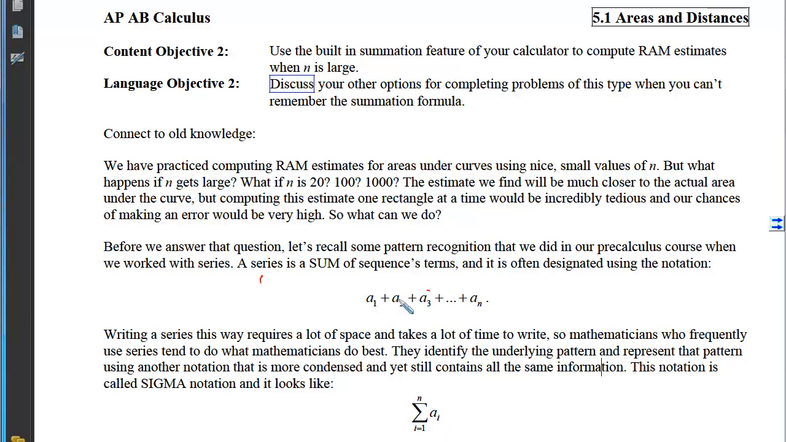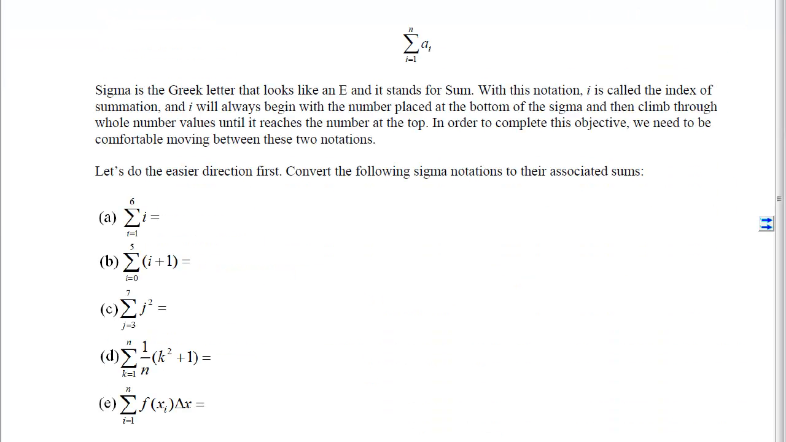Notice here that our subscript 1, 2, 3 up to n was replaced with an i, and then we have what i is going to begin with and what i is going to end with. Notice, too, that the sigma is the Greek letter that looks like an E, and it stands for a sum. The letter i is called the index of summation, and i will always begin with the number placed at the bottom of the sigma, and then it will climb through whole number values until it reaches the number at the top.